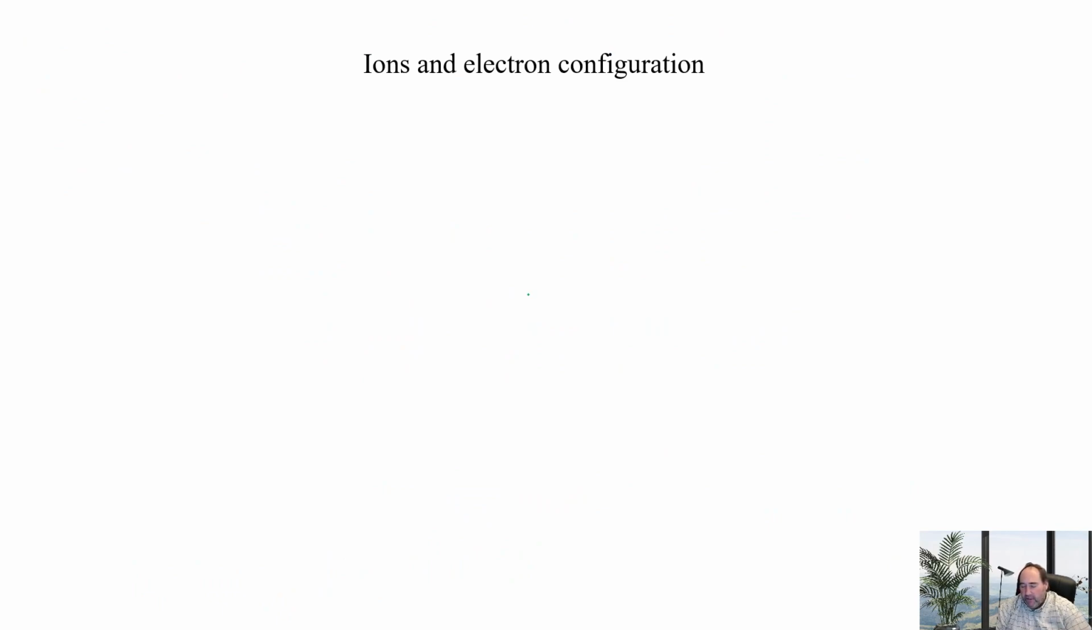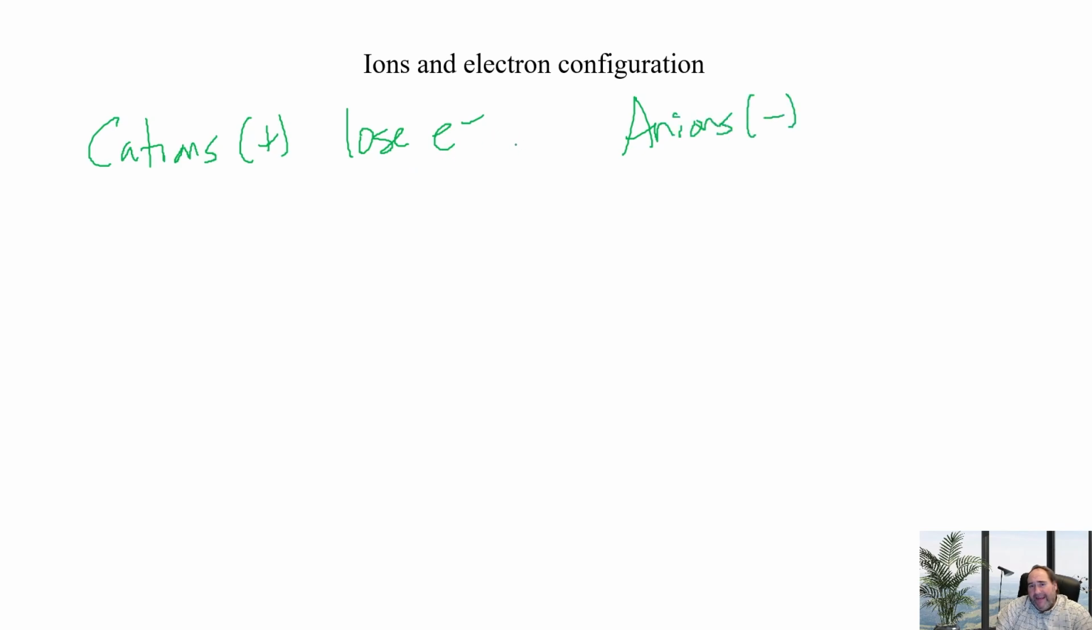Let's talk about electron configuration and ions, right? So we know that we have cations, which are things that are positively charged, and that's a result of losing electrons. There's anions, which are negatively charged, which is a result of gaining electrons. And in this particular case, we do have to adjust our electron configuration.